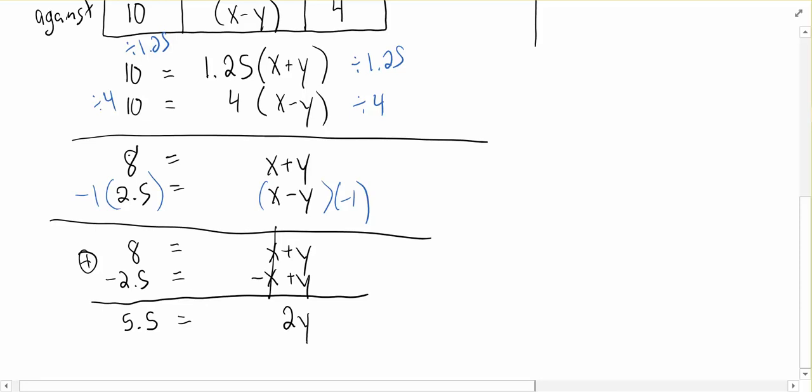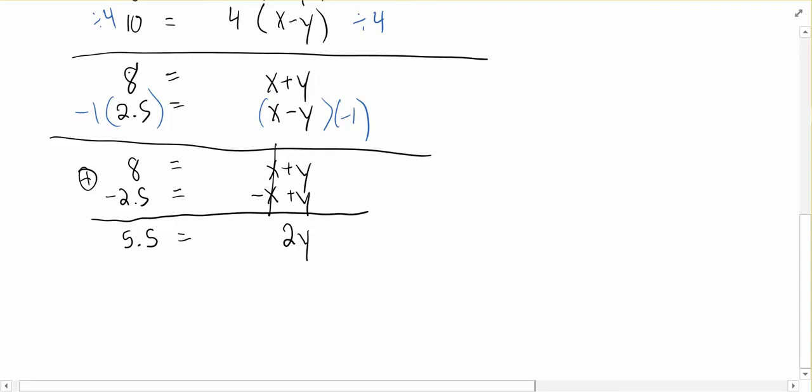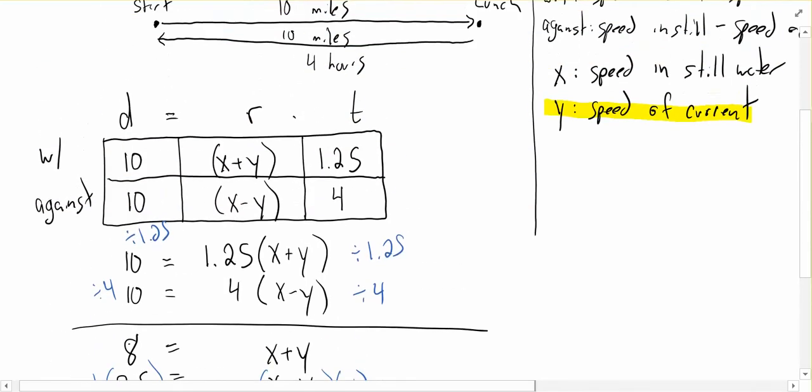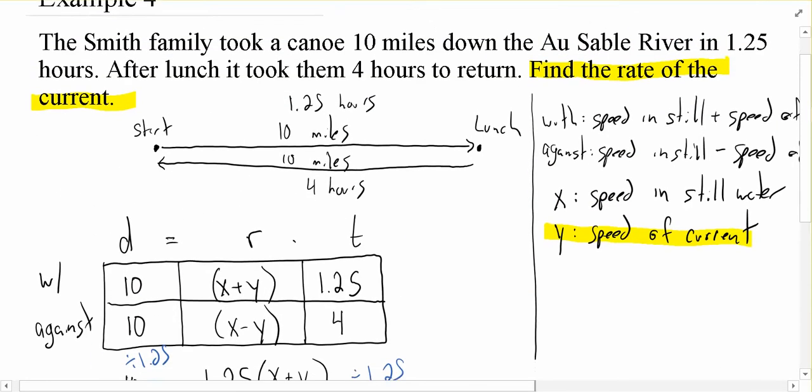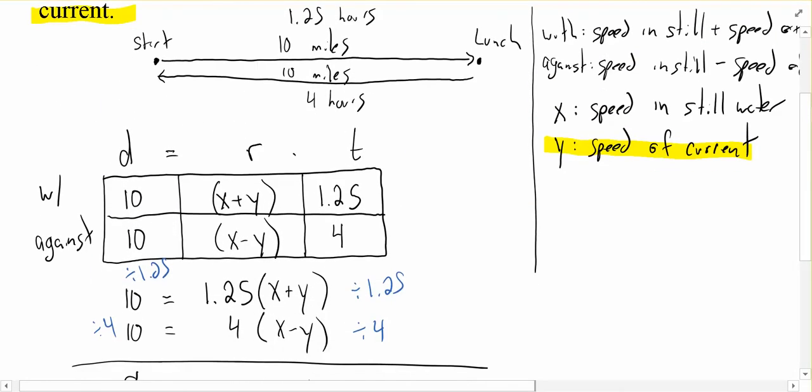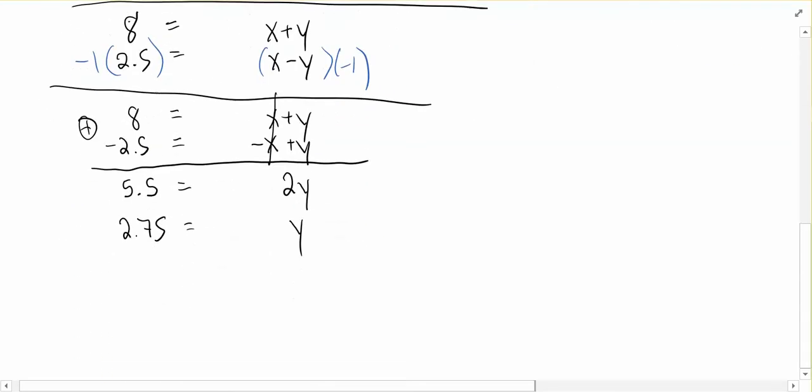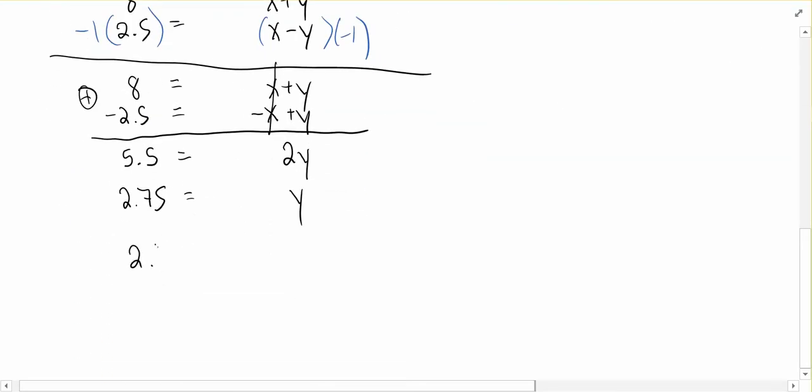Don't forget that this is the addition method. I get a lot of people that forget the 2 here. They forget that we're saying y plus y. So now to solve for y, we divide both sides by 2, and we get 2.75 equals y. If we come back up to the original question, the question was find the rate of the current. Our answer for y does answer that question. So 2.75 miles per hour is the speed of the current.